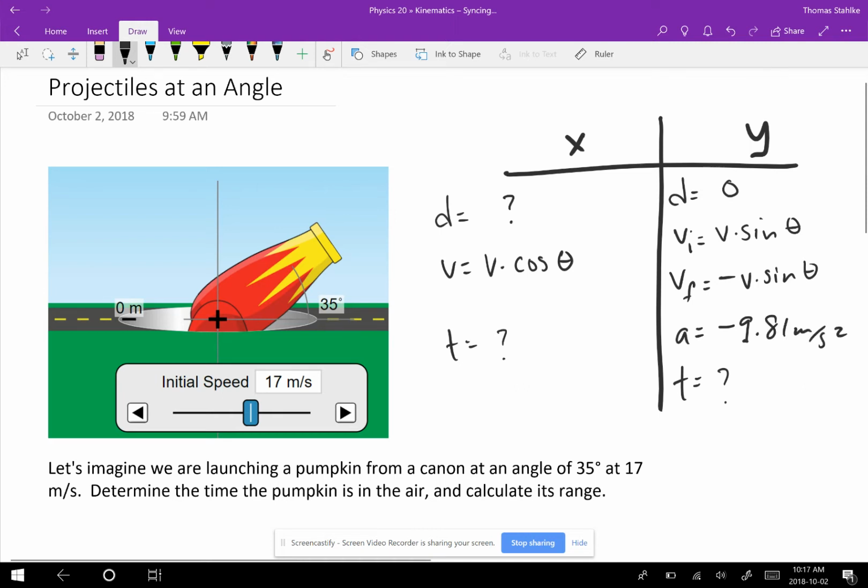So we have our information, and we want to find the time. So we can just use these variables to start with, and then we can move the time into this axis to find the range. So let's get started with that.